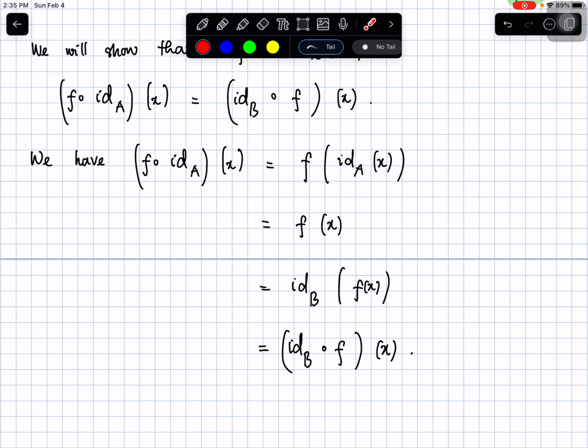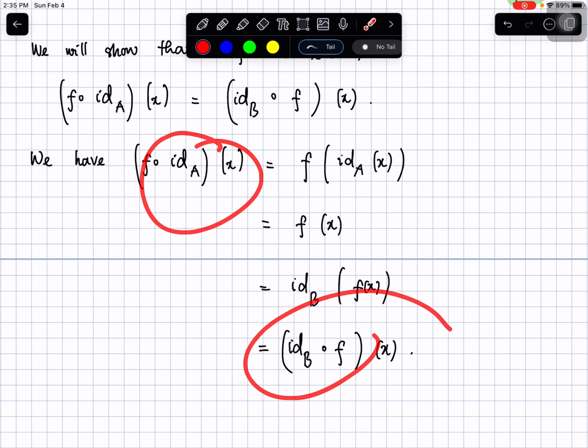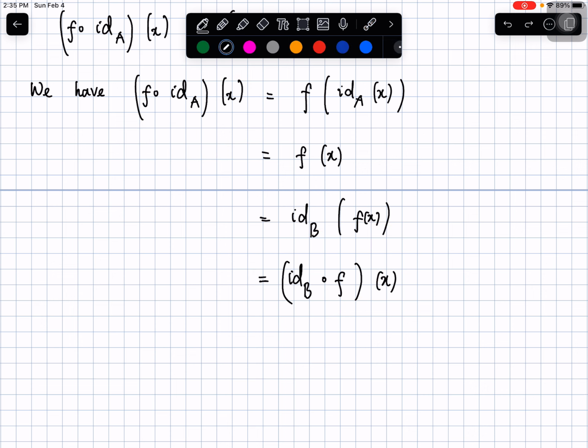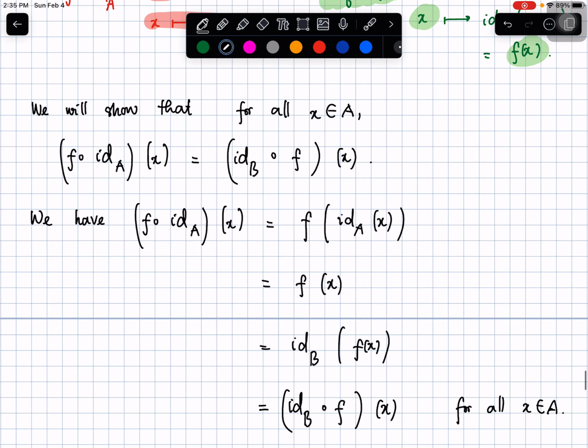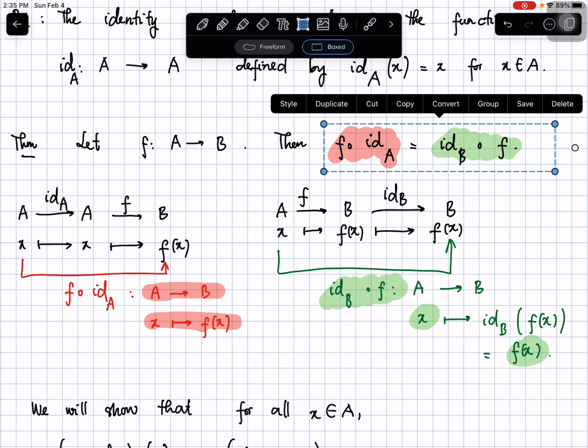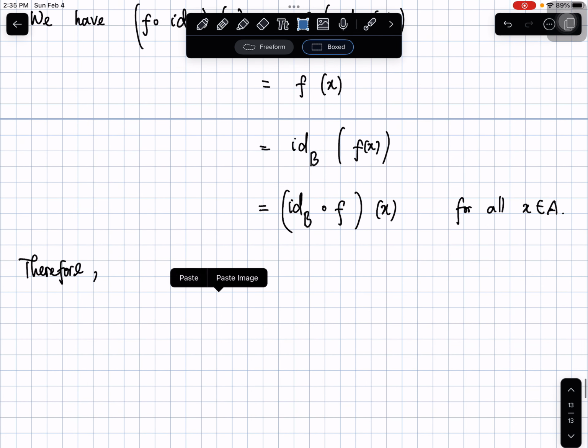So these two are the same for all x in A, and therefore the two functions must be equal. These two are equal, and we're done with the proof.